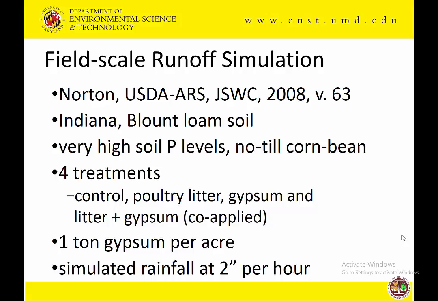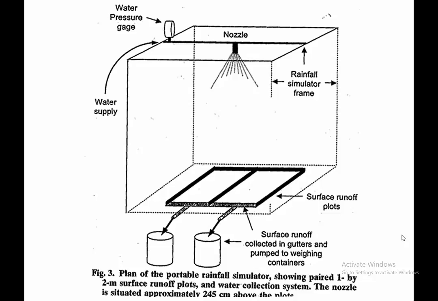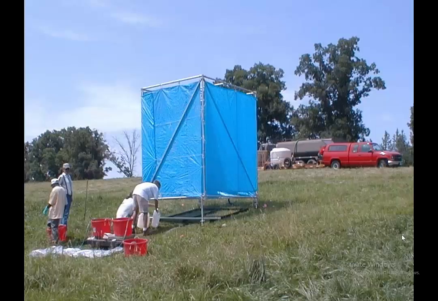Their gypsum rate was a ton per acre, and they simulated rainfall at 2 inches per hour. Again, fairly typical. And this is the runoff apparatus they used. There are hydrologically separate places on the bottom of this experimental area, so you literally get 2 reps for every setup. The nozzle has been standardized. There are side curtains here that keep the rainfall from blowing from the nozzle to where it's going to be. And this is an example of the apparatus that was used in Maryland, and there's some people in this room that were part of that project.